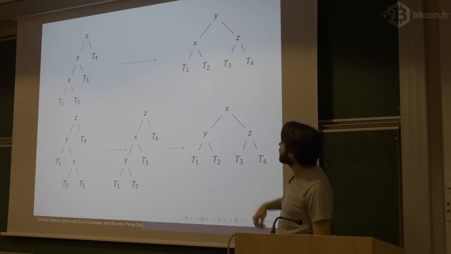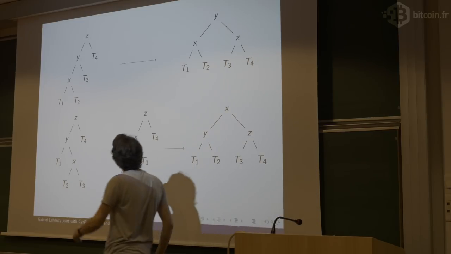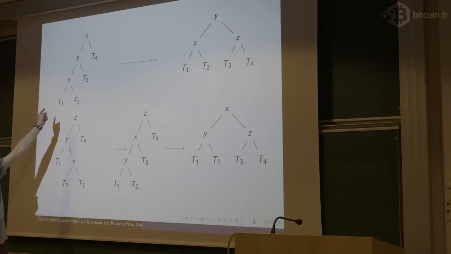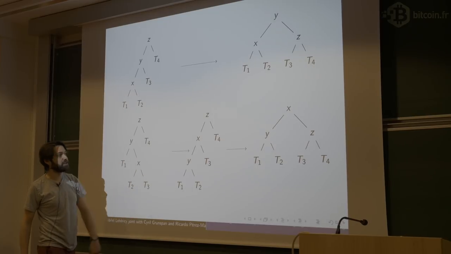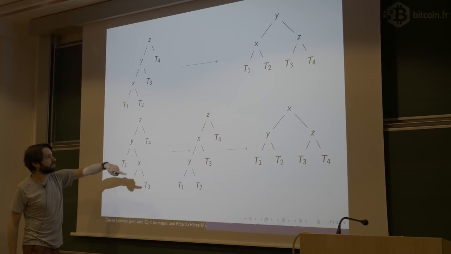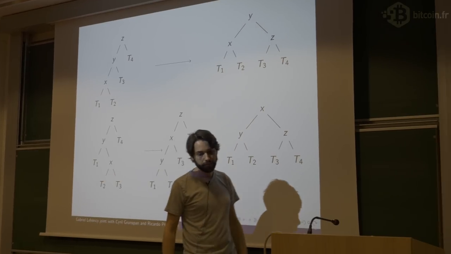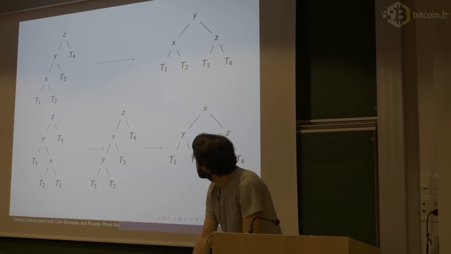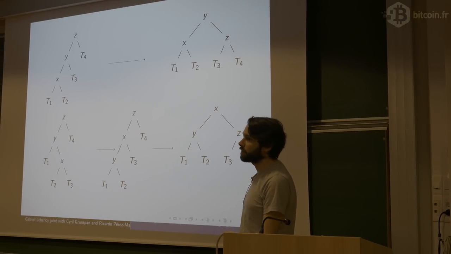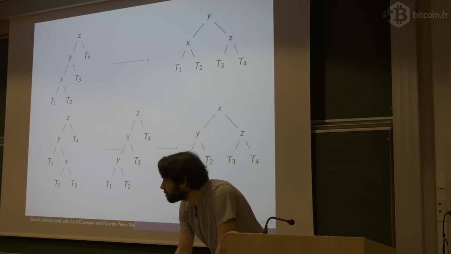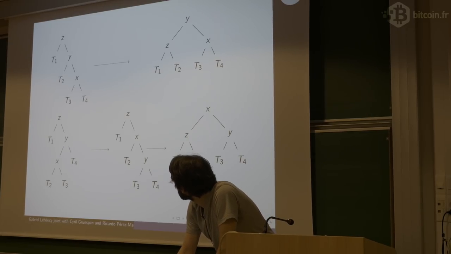So here are two cases. For example, if you have this case, you just need one rotation. And you can check that if you do this rotation, then you end up with a balanced tree. If you have this case, you need to do two rotations: a first rotation at y and then a rotation at z. And if you started at the beginning with an AVL tree, then you end up after these rotations with an AVL tree. And here are the symmetric operations. It's basically the same, but symmetric.